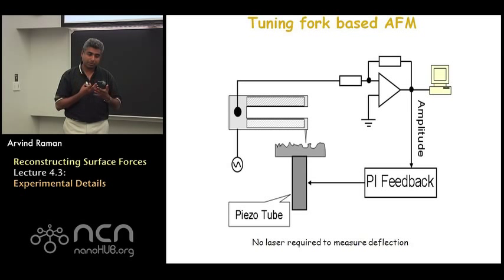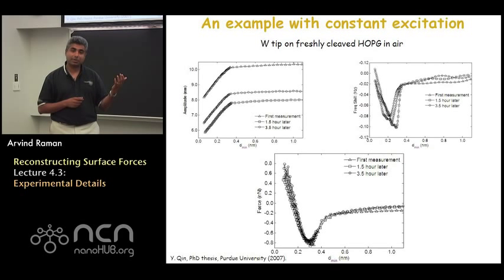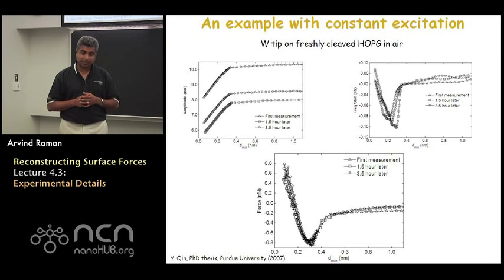So the idea then would be to approach the sample and measure frequency shift and amplitude change as a function of Z. And that data are shown here for a tungsten tip approaching a freshly cleaved graphite surface in air. On the left-hand side on the top, you see how the amplitude changes for different values of initial, or unconstrained, amplitudes of the probe tip. On the right-hand side, you see the corresponding frequency shifts. And then what you see at the very bottom is using the Sader-Jarvis formulas to reconstruct the tip-sample interaction potential in all these three cases.